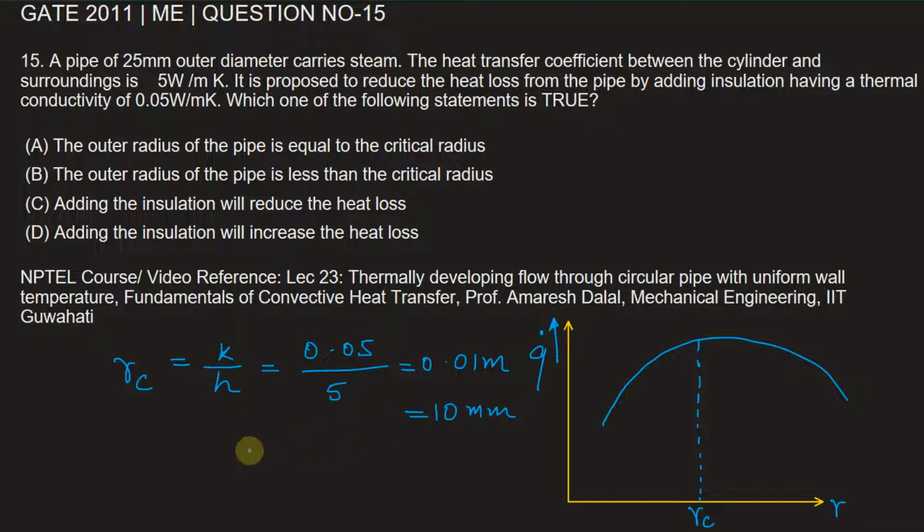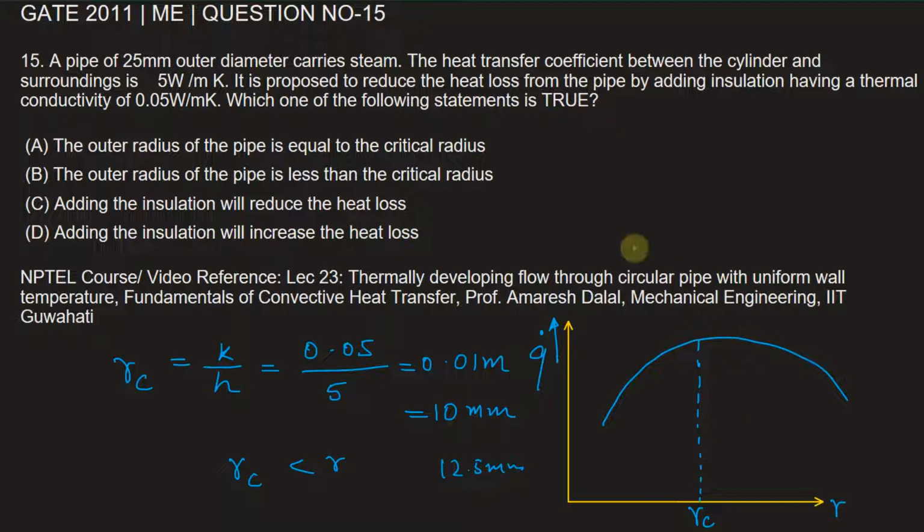Now from here we can see that the critical radius is lesser than the radius of the pipe, right? Because the diameter of the pipe is 25 millimeter, that means the radius is 12.5 millimeter. So the critical radius is lesser than the radius of the pipe according to the given conditions. So if RC is lesser, adding the insulation will reduce the heat loss.